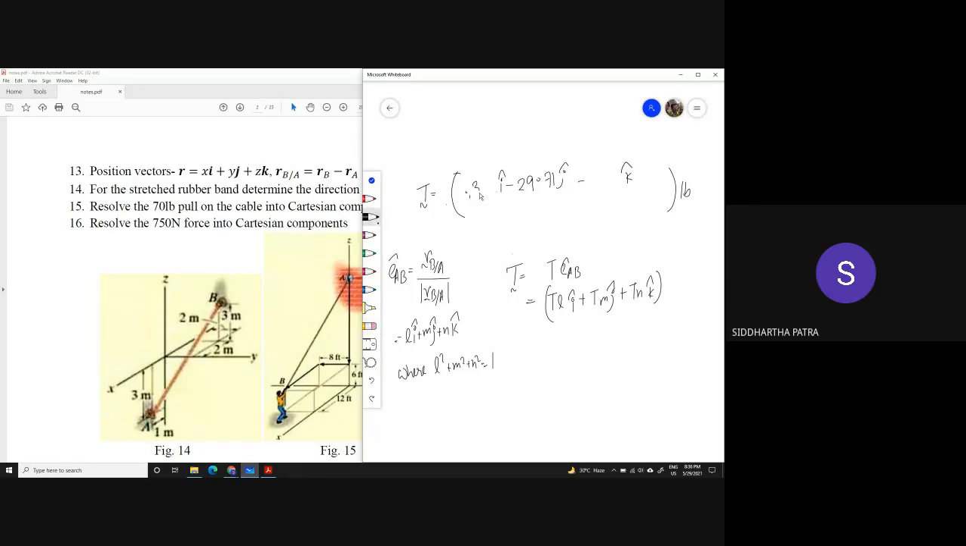So 30 i cap, minus 60 j cap, minus 60 k cap. And what about this one? This one is also going to change, right? Minus 60 j cap. Yes, sir. And plus 20 k cap. So I guess it would be 20 j cap and 60 k cap. 20 j, minus 60 k. Yes, sir, it should be 60 k cap, sir.